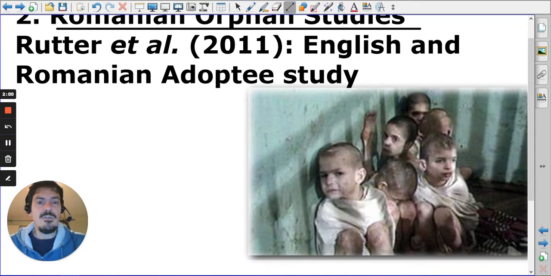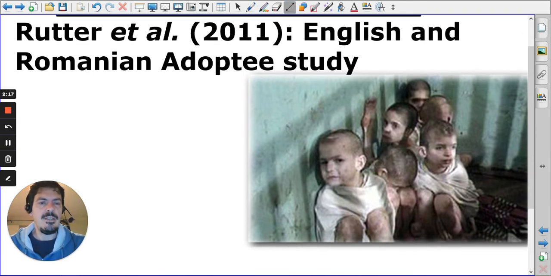because these children, or the initial parts of this particular situation, started happening in the late 80s, early 90s. Now, you can call it Rutter, or you can call it the ERA, the English and Romanian Adoptee Studies. And you can see from that picture, it's quite a stark picture of children who appear to be living in destitution.